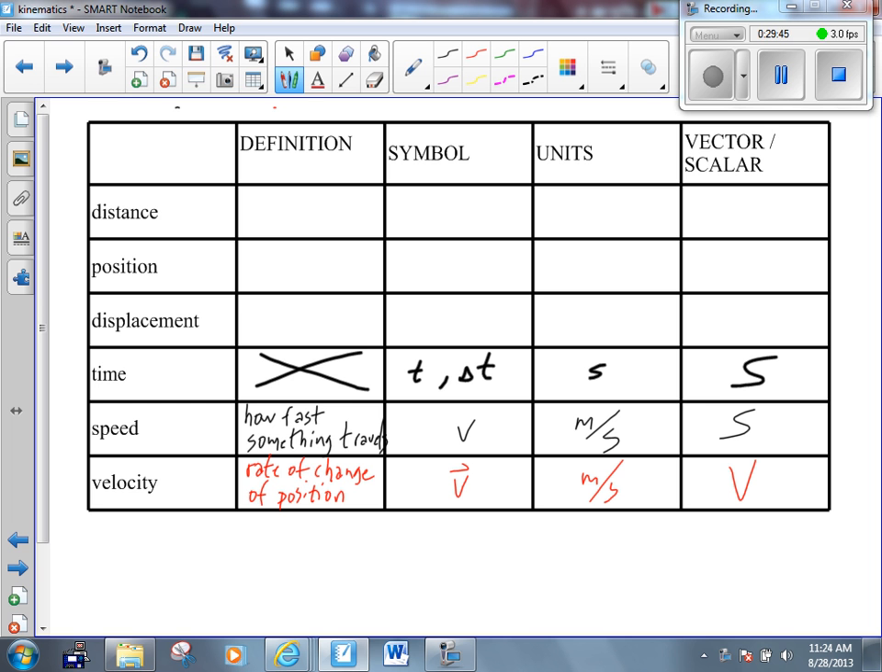Get it? Good. Because I didn't change position, right? If we define this as the rate of change of position, and my position didn't change at all, then my average velocity is 0.